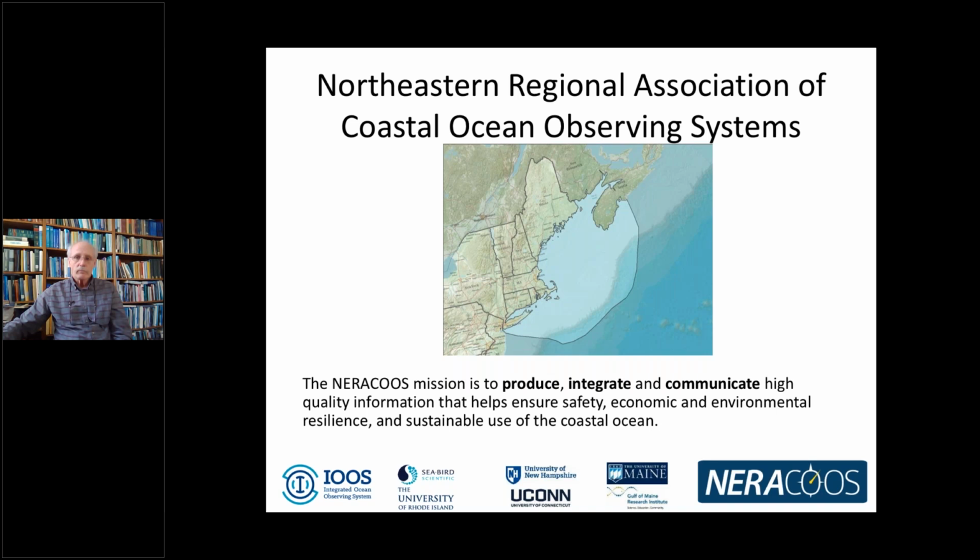So NERACOOS is the Northeastern Regional Association of Coastal Ocean Observing Systems, and it serves the Northeast region as shown in this map. The NERACOOS mission is to produce, integrate, and communicate high-quality information that helps ensure safety, economic and environmental resilience, and sustainable use of the coastal ocean.